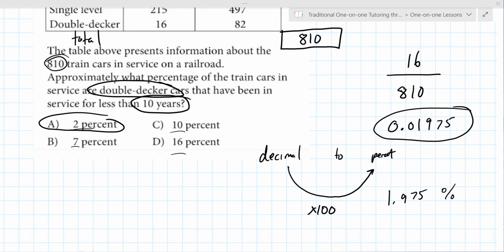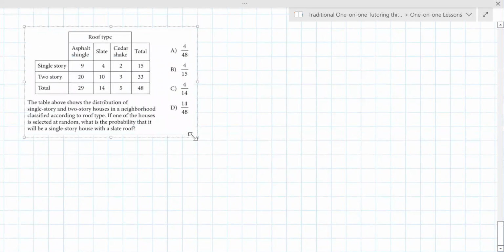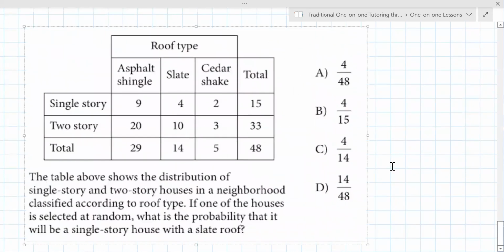So we'll keep looking at some of these table problems. We are going to have to read them. I know it's a bit more difficult, but you can absolutely do this. So here's your new question. We'll look at it together. It says the table above shows the distribution of single-story and two-story houses in a neighborhood.